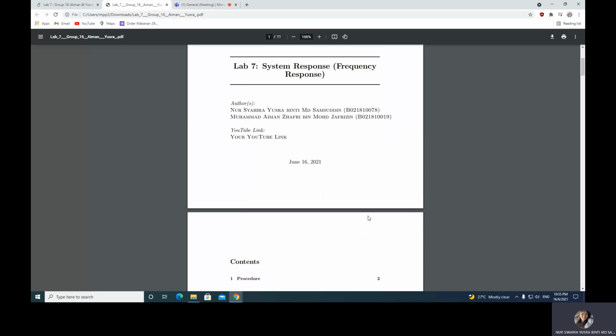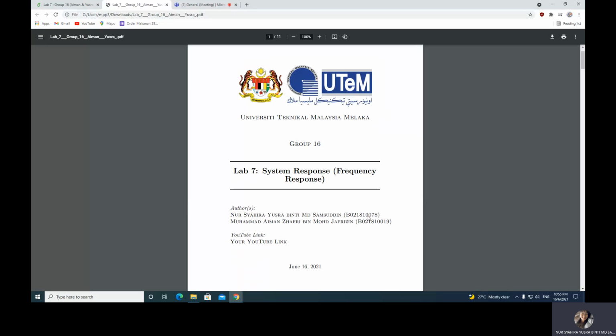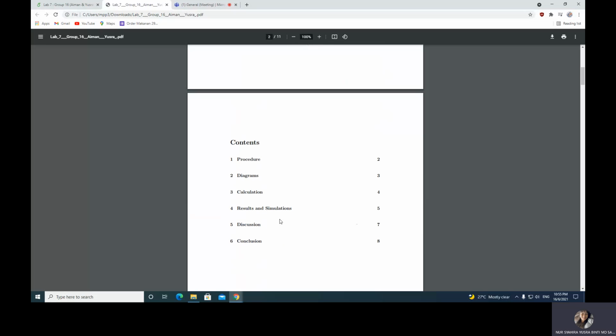In this lab, normally we separate our labs, so one person does the MATLAB and another one does the report. So we change every lab. I'll upload the YouTube link later on.